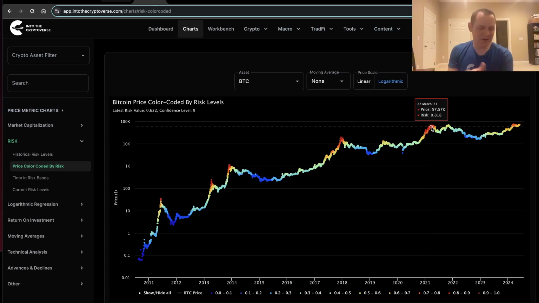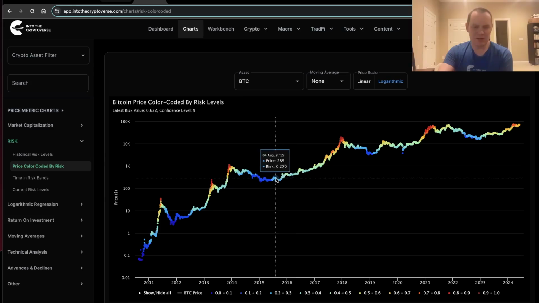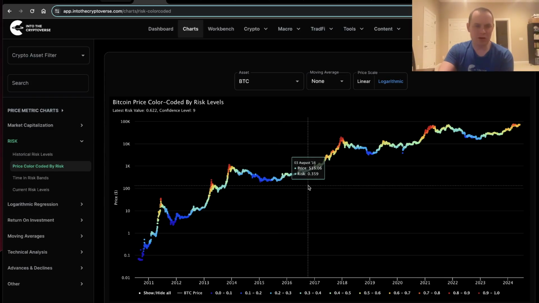Now, I've tried doing that before, and it's actually quite irritating because what ends up happening is you'll pick a risk level, and then the price of Bitcoin will go over that risk level, and then it'll go back below it, and then over it and then back below it. And the point of these sorts of models is not for short-term trading.